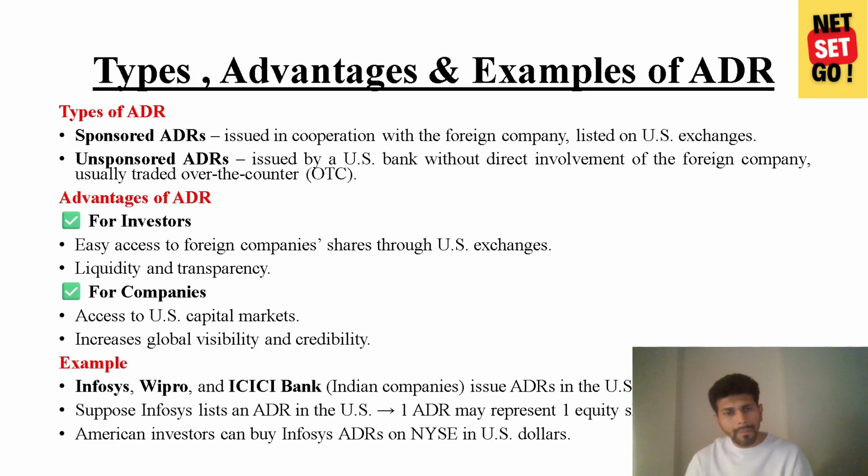And what are the advantages for the company? Any foreign company can have access to the US capital market, and it also increases visibility globally. The credibility also increases. For example, Indian companies like Infosys, Wipro, ICICI Bank issue ADR in the US market, where it is a foreign company for the US market. So the investors are investing into Indian companies, but through American depository receipts issued by an American bank, in American currency and traded on an American stock exchange.